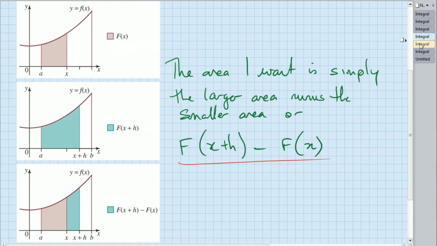And so let's look at this again. The area that I want, remember I started off wanting this green area here, is simply the larger area minus the smaller area. And mathematically, remember that the function capital F gives me the area from the arbitrary value. The area that I want will then be capital F of x plus h, the function value for x plus h, minus the function value for x. And that's going to give me the area that I'm after, the area under the curve.